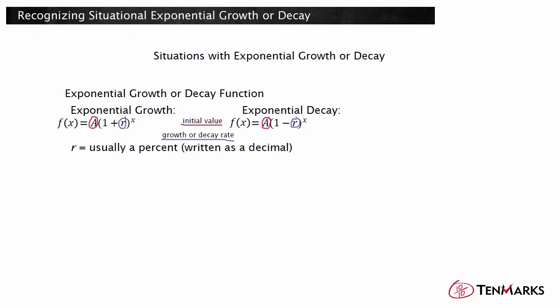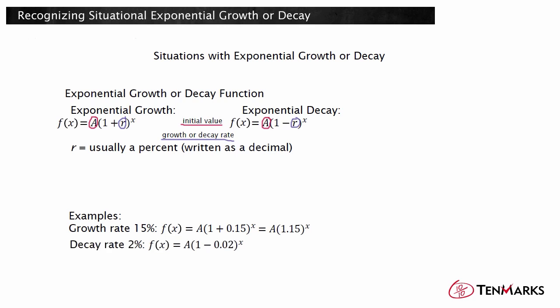For example, if the growth rate is 15%, or 15/100ths in decimal form, the function would have 1 plus 15/100ths in the parentheses. This would simplify to 1 and 15/100ths in the parentheses. For a rate of decay of 2%, or 2/100ths in decimal form, the function would have 1 minus 2/100ths inside the parentheses. This would simplify to 98/100ths in the parentheses.